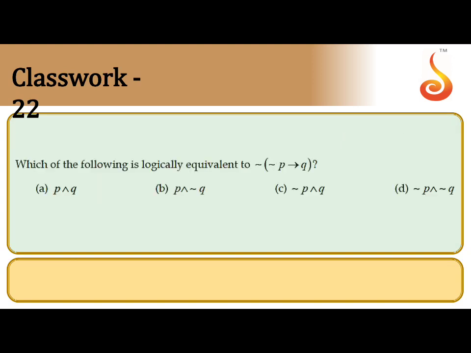Next. Which of the following is logically equivalent? You have to apply negation to this one. What is the property? Negation of (P implies Q). I told you, this is most important. So you can take it here, and outside negation is there. So it means negation of (P implies Q).